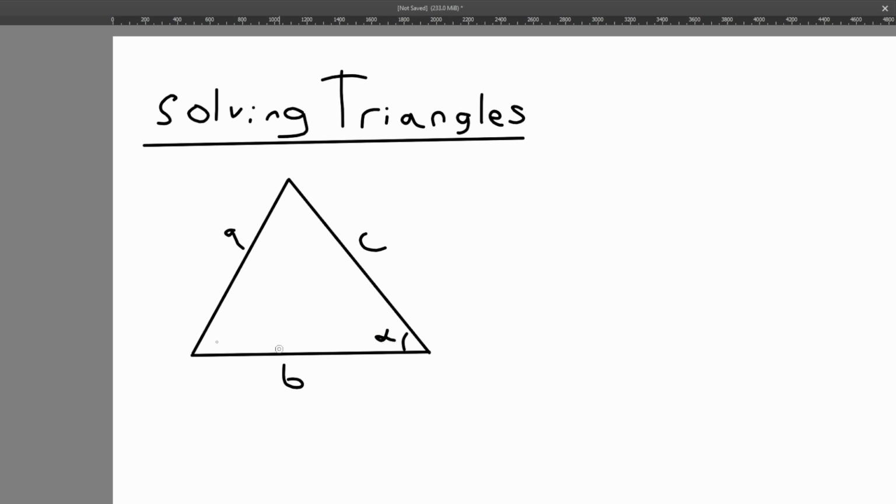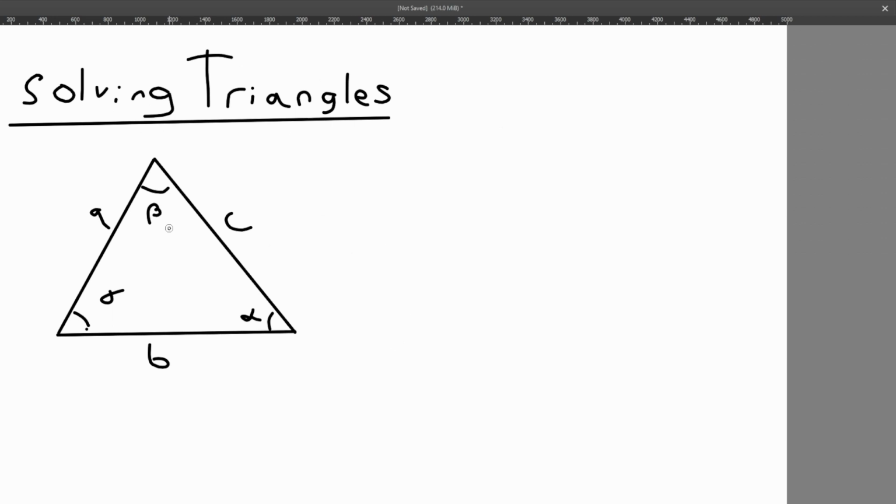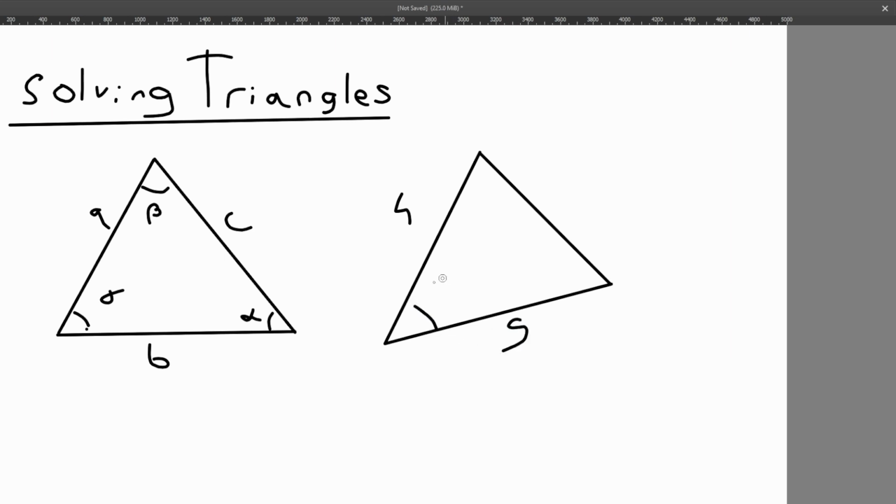For example, if I draw this triangle right here, and let's say this length is 4 units, and this length is 5 units, and this angle is 30 degrees. This is already enough information for you to know everything about this triangle. You can calculate this angle, and this angle, and this side length.